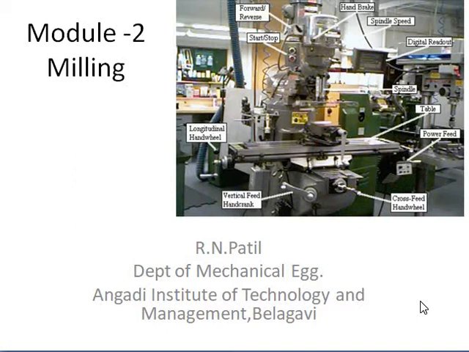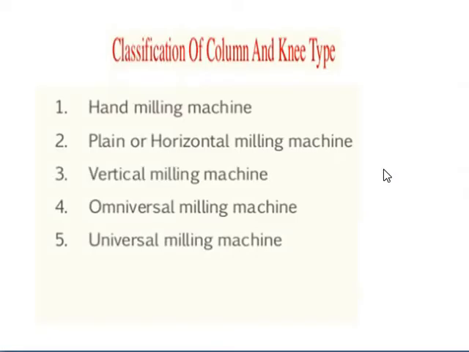So in metal cutting and forming today I will be discussing the classification of column and knee type milling machines, under which it comes: first, the hand milling machine; plain or horizontal milling machine; vertical milling machine; universal milling machine. Okay, so first of all we will go ahead with the hand milling machine.